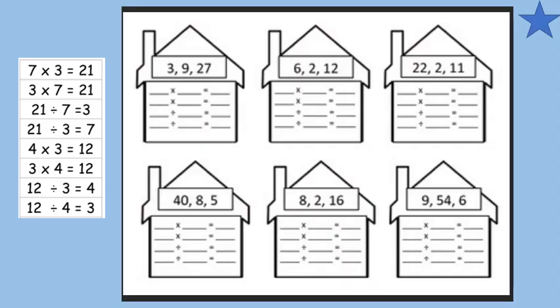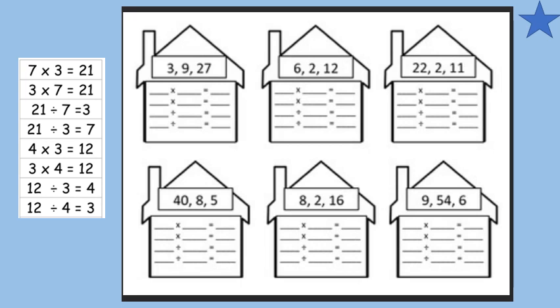Now, for the one-star task, we have fact families, multiplication and division fact families. And if you look on the far left, I've done 2 sets of fact families. 7 times 3 equals 21. 3 times 7 equals 21. 21 divided by 7 equals 3. And 21 divided by 3 equals 7. And the next fact family is for the numbers 4, 3, and 12. 4 times 3 equals 12. 3 times 4 equals 12. 12 divided by 3 equals 4. And 12 divided by 4 equals 3.